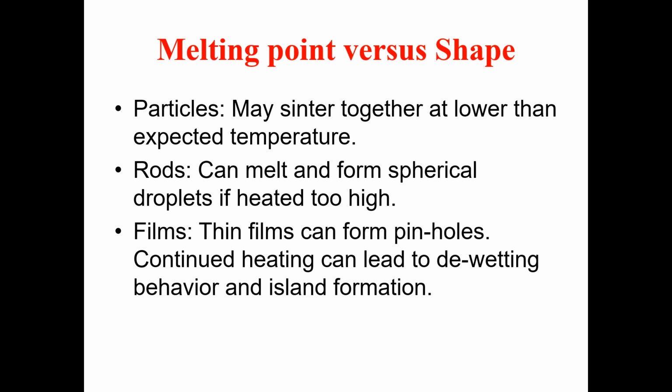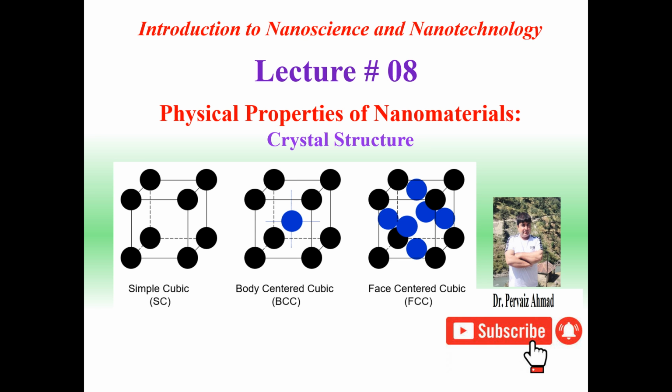If you continue heating that particular material, it can lead to deviating behavior and island formations. We will explain later what we mean by deviating. And it will form islands if you further heat the thin film material at the nanoscale.